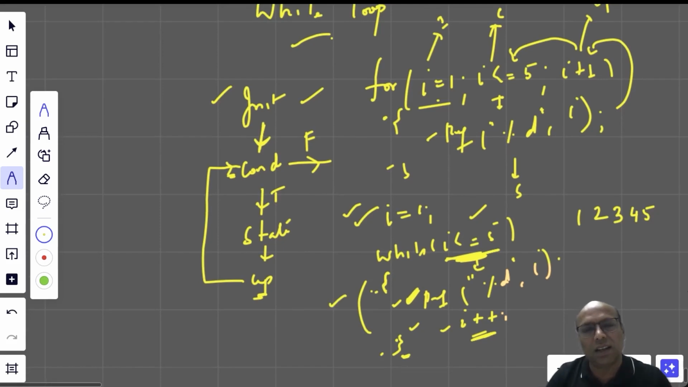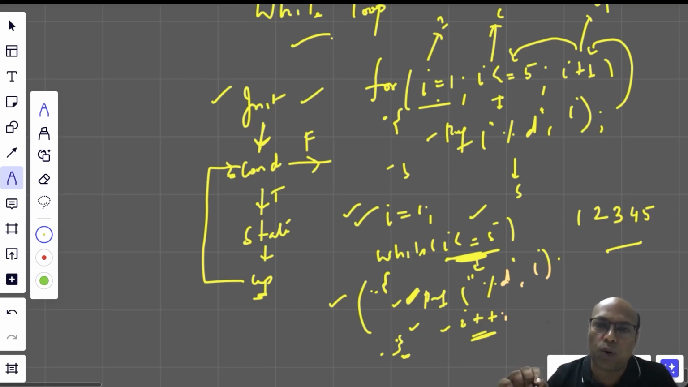But sir, both are the same, doing the same work. This is also going to give me 1, 2, 3, 4, 5. This is also going to give me 1, 2, 3, 4, 5. Then what is the difference? Okay, there is no difference. But when should I use a for, and when should I use a while?